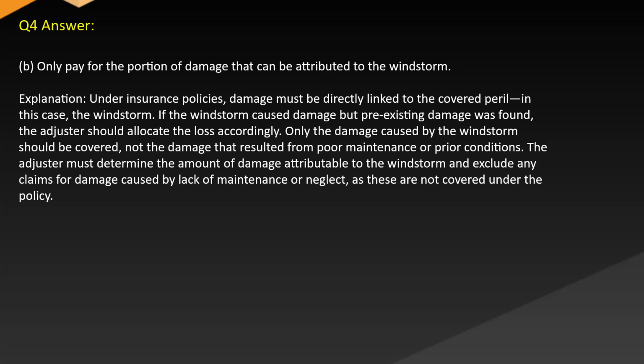Only the damage caused by the windstorm should be covered, not the damage that resulted from poor maintenance or prior conditions. The adjuster must determine the amount of damage attributable to the windstorm and exclude any claims for damage caused by lack of maintenance or neglect, as these are not covered under the policy.